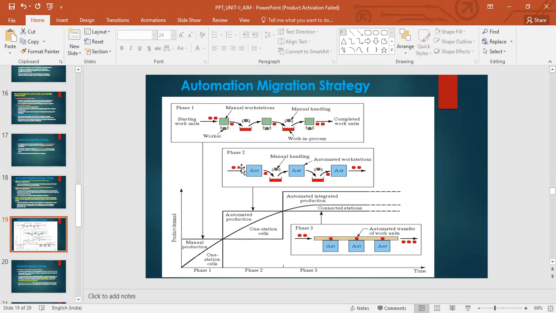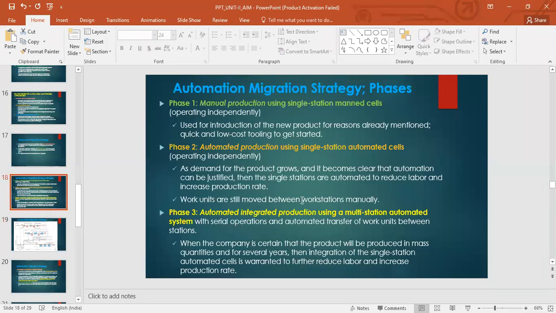So these are the work units, automated work cells, right? They are finished, but the work handling is still manual. Manual handling of the work pieces in between the two automated workstations. That's how those are produced. So you see, single station cells, automated production. The demand is still rising. That's about your second phase. As I said, in between the workstations you still have manual work handling.